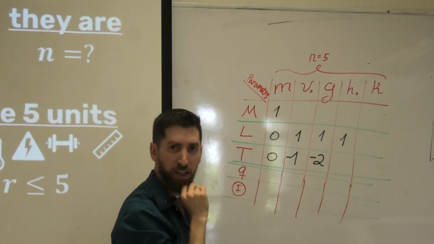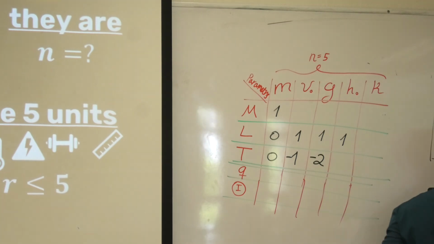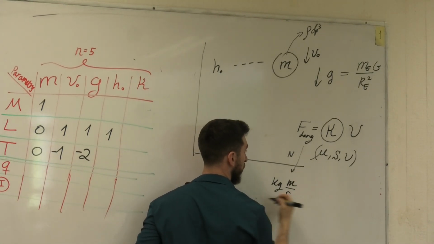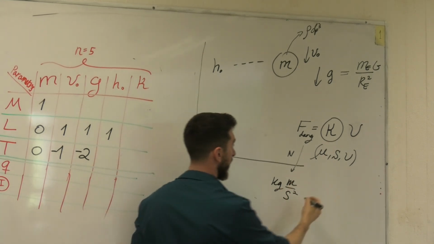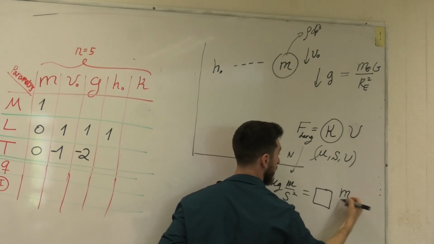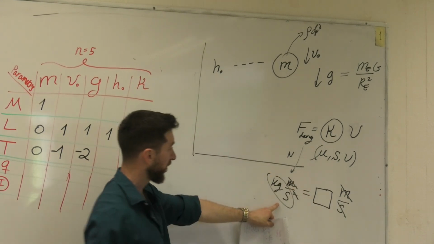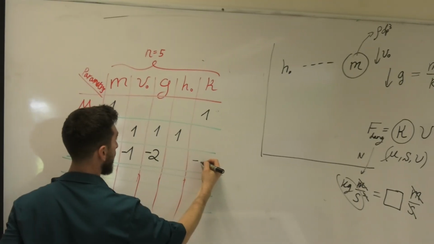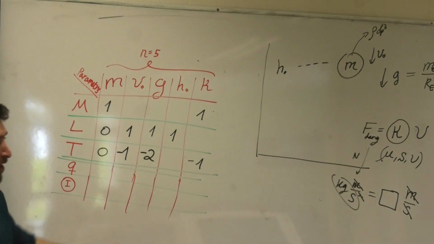What is the unit of K? If you don't remember, you can go here, right? This is Newton. Newton is kilogram meter per second squared. And here we have what we want to find. Velocity is meter per second, so we end up with kilogram per second. So it's 1 and minus 1 here. So far, it's okay? Perfect.